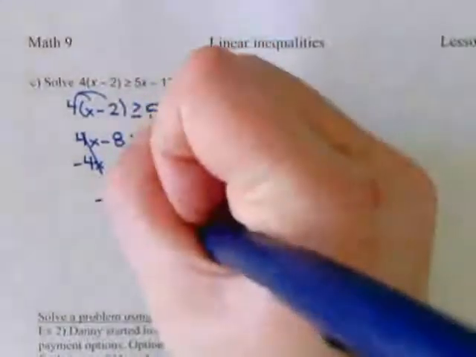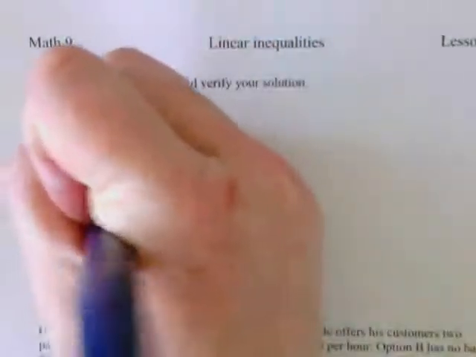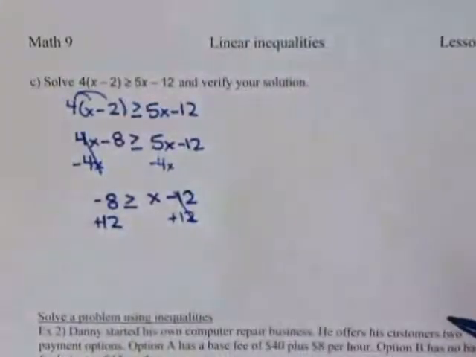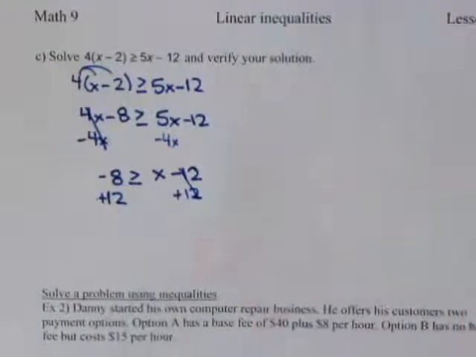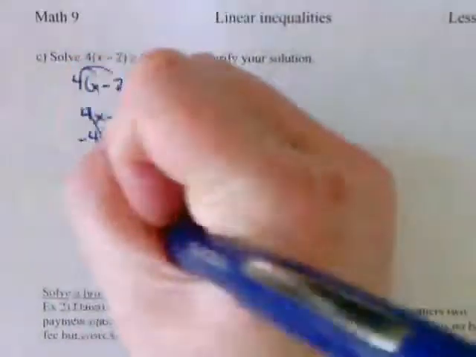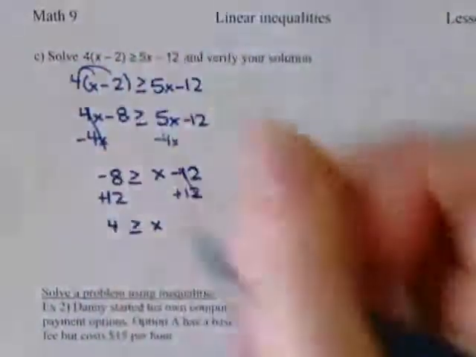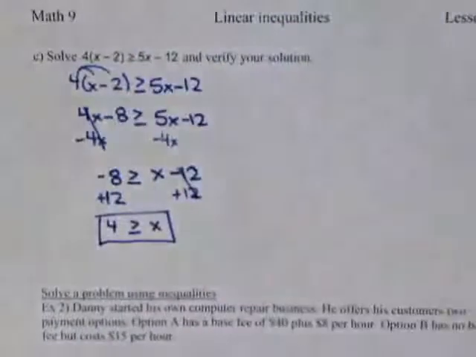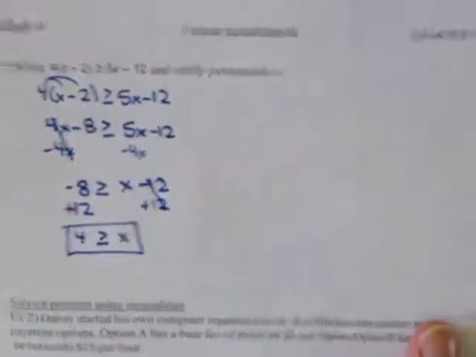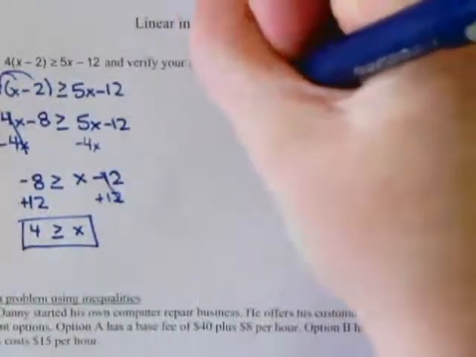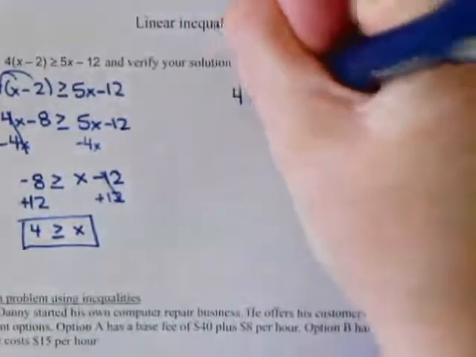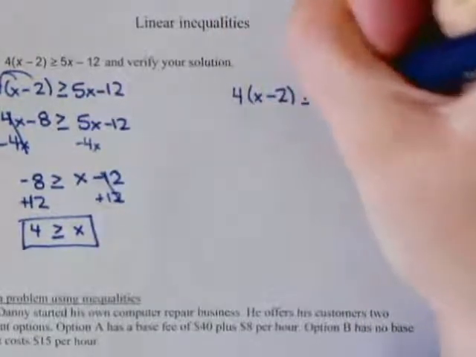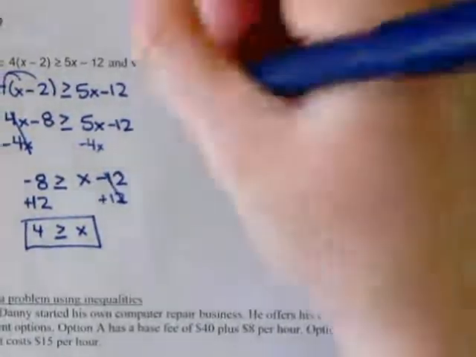Now I add 12 on each side to get the like terms together on separate sides. So I have 4 is greater than or equal to x. And that is my solution. So that's fine, not a problem. Let's verify it. 4 times x minus 2 is greater than or equal to 5x minus 12.